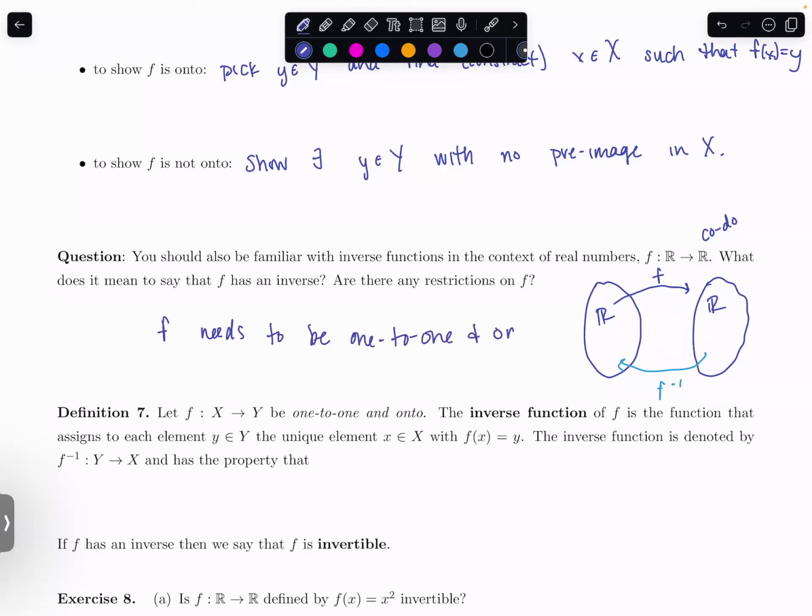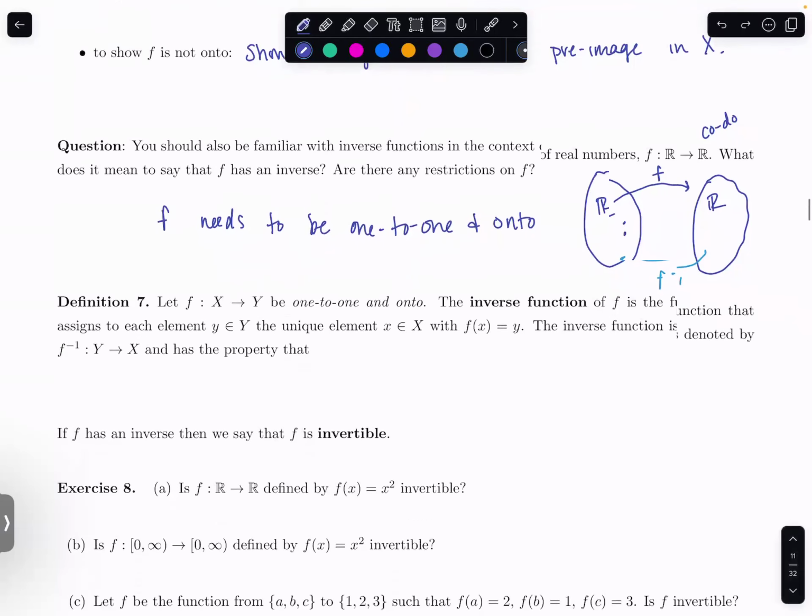The one-to-oneness means that every input goes to one output, and not two outputs. So if it wasn't one-to-one and you had something like this where these both went somewhere, then on the way back, that wouldn't be a function anymore. So you need both the one-to-oneness and the onto-ness for it to work.